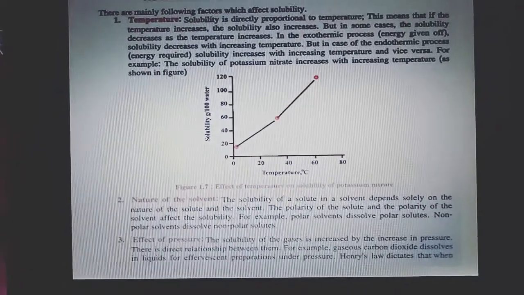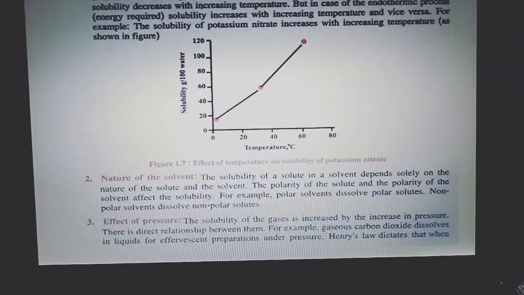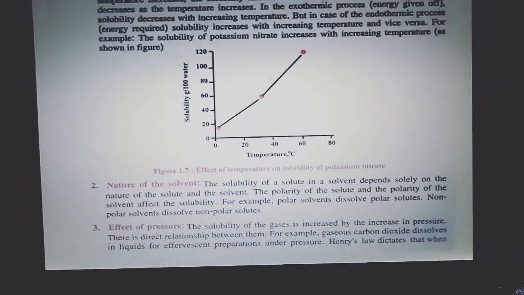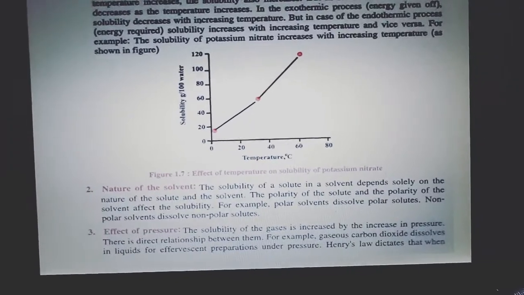Okay. Now this is a graph which shows the effect of temperature on the solubility of potassium nitrate. It shows that the solubility increases as the temperature increases. Now the second factor is nature of solvent.